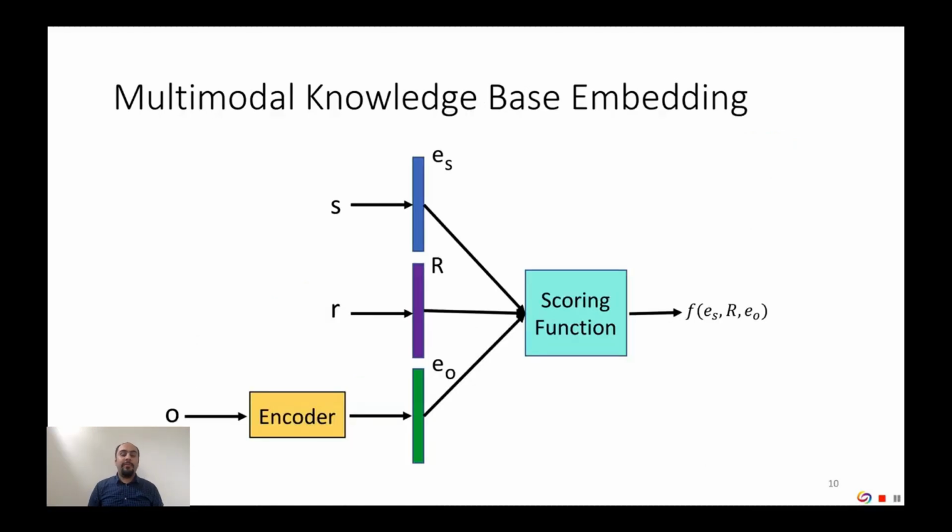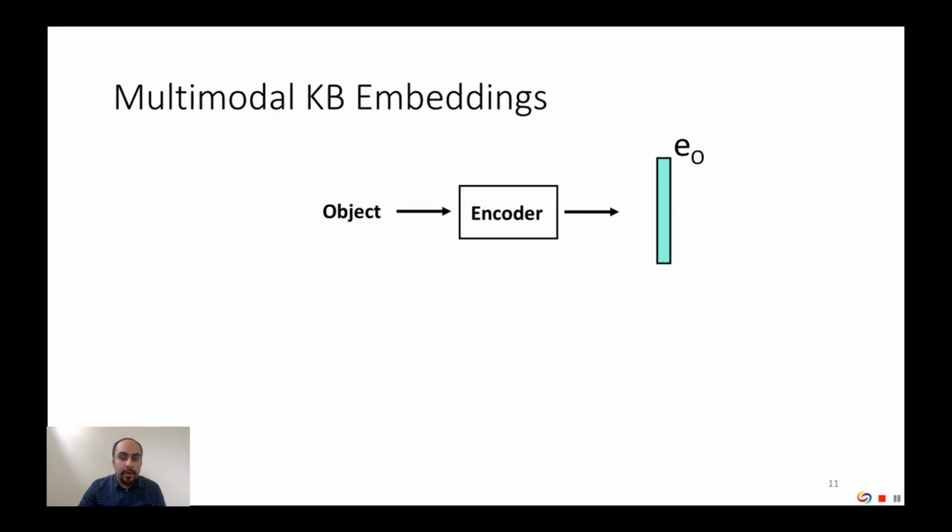And the answer that we found for this question was to use a different neural encoder based on the different types of object entity that we have. So for subject and relation, we use a similar approach as previous work, but for object entity, based on the type of object that we are dealing with, we use a different type of neural encoder.